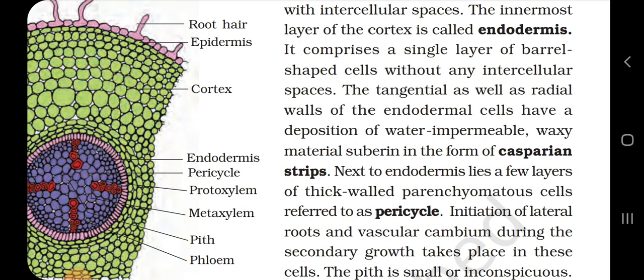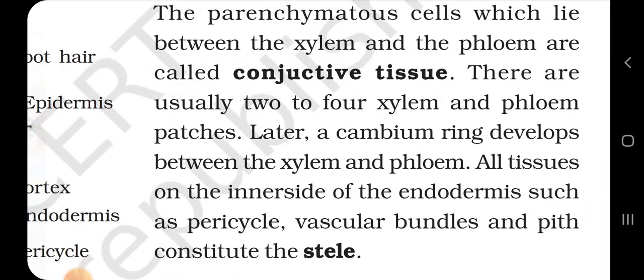Next to the endodermis lie a few layers of thick-walled parenchymatous cells referred to as the pericycle. Initiation of the lateral roots and vascular cambium during secondary growth takes place in these cells. The pith is small and inconspicuous. The parenchymatous cells which lie between the xylem and phloem are called conjunctive tissue. There are usually 2 to 4 xylem and phloem patches. Later, a cambium ring develops between the xylem and phloem. All tissues on the inner side of the endodermis, such as pericycle, vascular bundles and pith, constitute the stele.